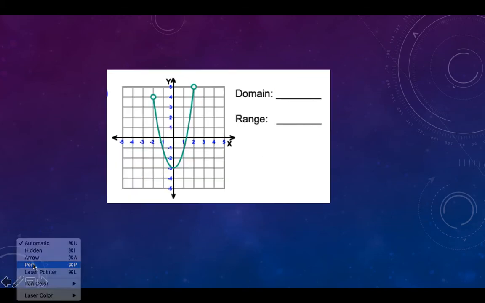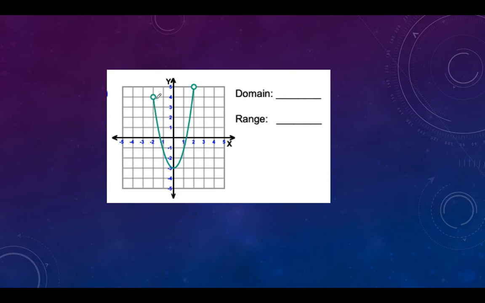Hey, this looks like our quadratics. Remember, we spent a lot of time with those. Finally, a change of numbers, though. So again, domain is the x value. So I see it goes from -2 all the way to 2. So -2 to 2.